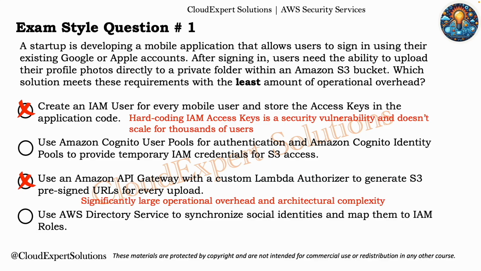Moving to our last option, use AWS Directory Service to synchronize social identities and map them to IAM roles. This is also incorrect because AWS Directory Service is used for managing enterprise workforce like Active Directory, that is not for federated social identities like Google or Apple. That is why option D is also incorrect. Option A is a major security risk. Option C adds unnecessary complexity. Option D is not how directory services function for social identities, and that makes option B the correct option.